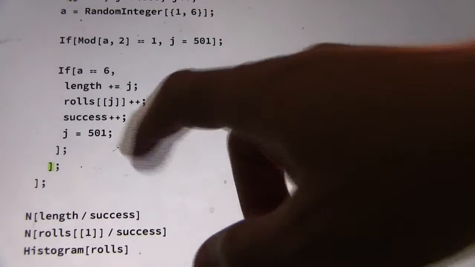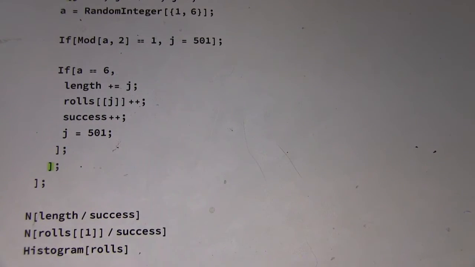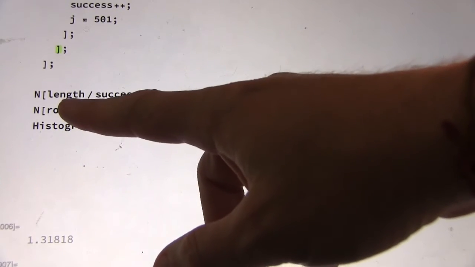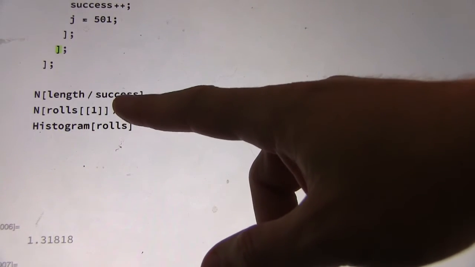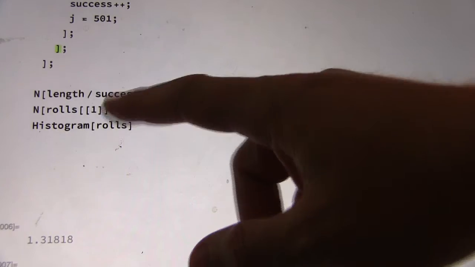And then what does success plus mean? That's the number of successful trials. And then j equals 501. What does that do? Stops the loop. Stops our inside loop. And that's it. And then at the end, we're going to output length divided by success. So the total sum of all the lengths divided by the number of successful trials. So that should give us our average number of rolls.